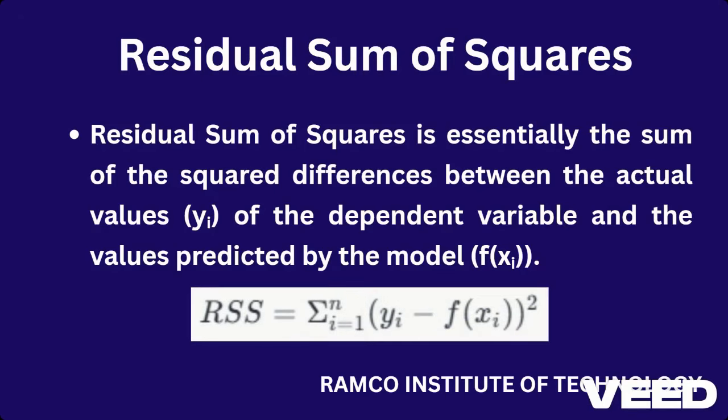So the equation is given by RSS, that is residual sum of squares, equal to summation i equal to 1 to n, (yi minus f of xi) the whole square. Here yi is considered as the actual value of the dependent variable and f of xi is considered as the values predicted by the model. And i varies from 1 to n, so it indicates the number of data points.